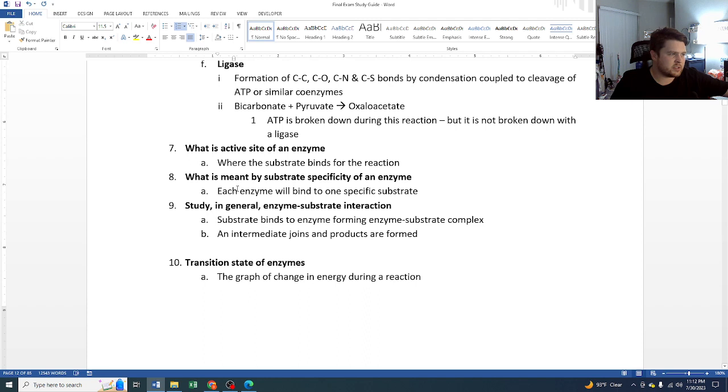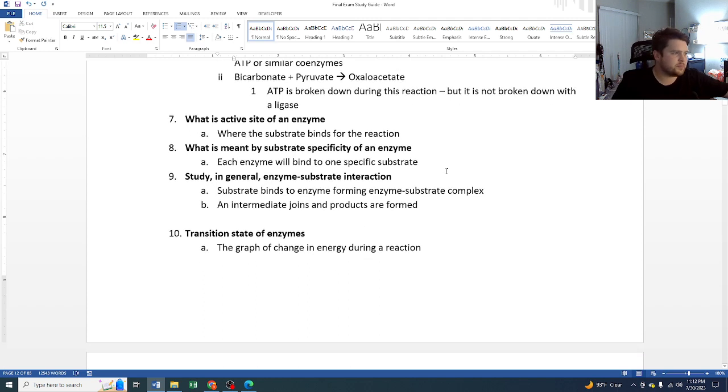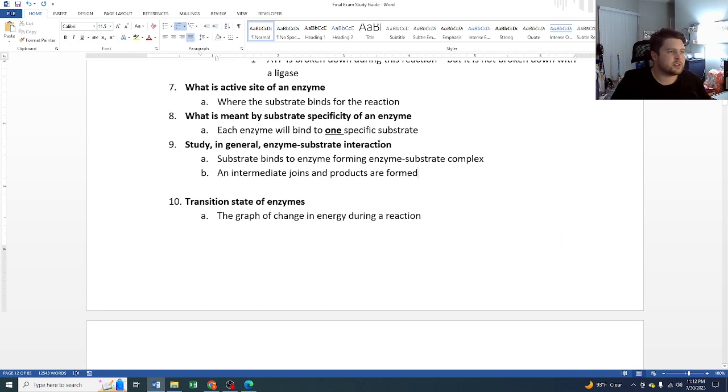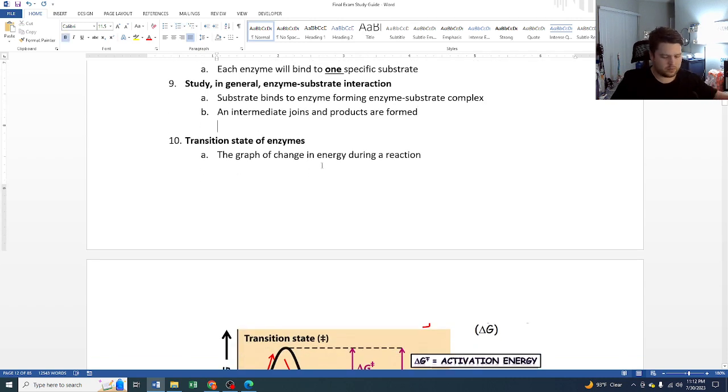What is the active site of an enzyme? That is where the substrate binds for the reaction. What is meant by substrate specificity of an enzyme? Each enzyme will bind to one specific substrate. So one-to-one. Each enzyme is very specific. In general, the enzyme-substrate interaction: the substrate binds to the enzyme, forming the enzyme-substrate complex, an intermediate forms, and products are formed. You also need the coenzyme or the cofactor. You have different reactants that then form together with the enzyme to form products.